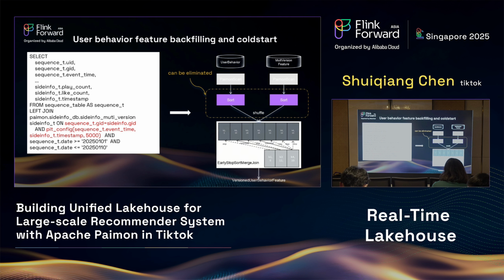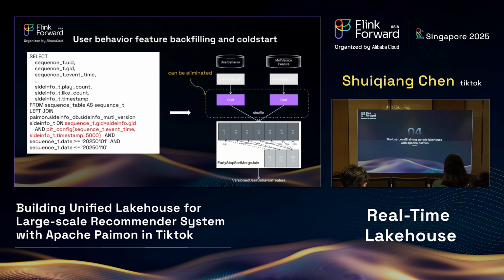We know that data in Paimon is sorted by primary keys when it is written, so the sort and shuffle stage in the runtime can be eliminated. The same bucket of the user behavior table and multi-version feature table can be loaded by the same Paimon scan and then directly perform a sort merge join. And this will greatly improve the join efficiency. It takes about 5 hours to process 600 terabytes of user behavior sequence features for 27 days.